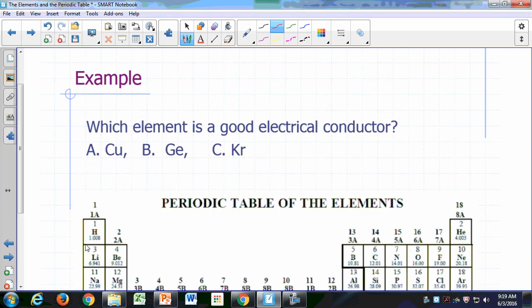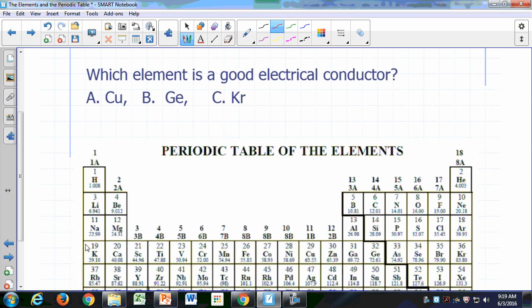Let's look at this question right here. Which element would be a good electrical conductor? Copper, germanium, or krypton? Answer is copper. Why copper? Copper is a metal. Germanium is a metalloid. It's used in semiconductors. So semiconductors are not quite as good as conductors for conducting electricity. And then krypton, of course, here is a nonmetal.